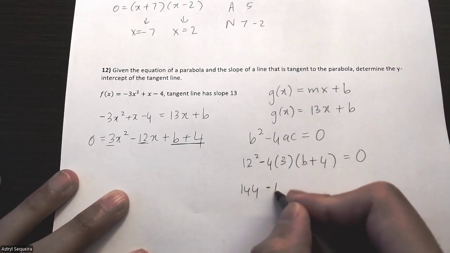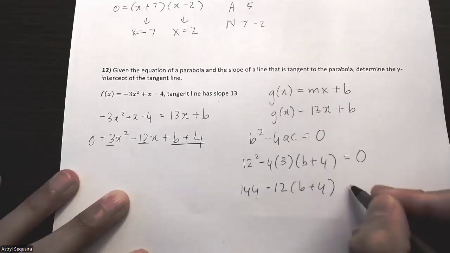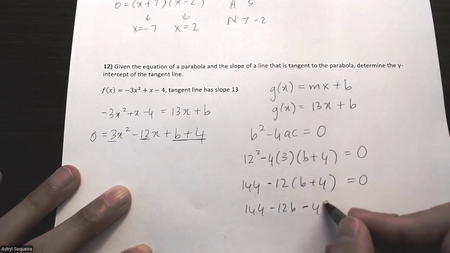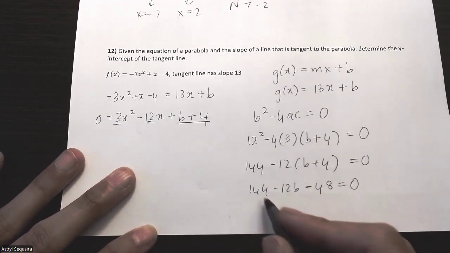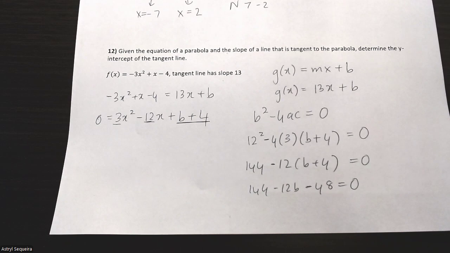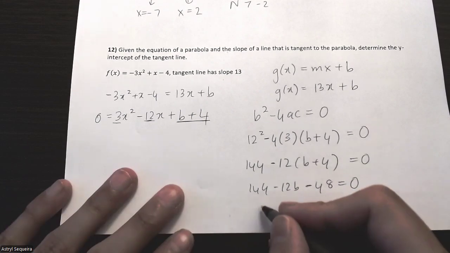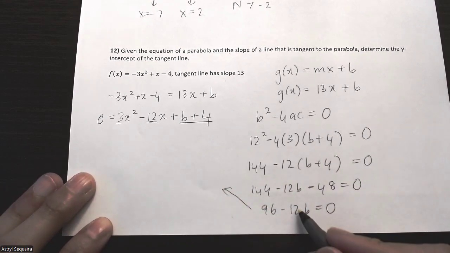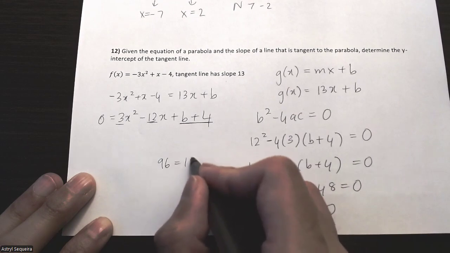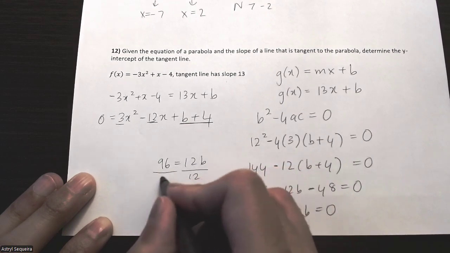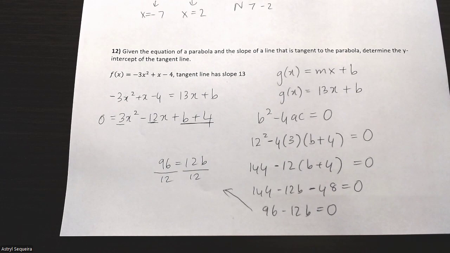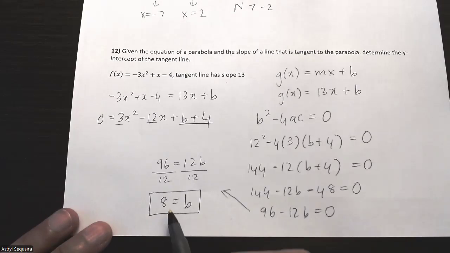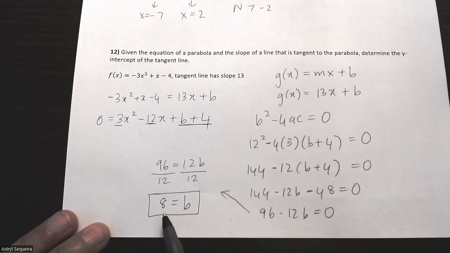So 144 minus 12(b plus 4) equals 0. 144 minus 12b minus 48 equals 0. Combine those two like terms. So 96 minus 12b equals 0. Continue over here. I'll move the 12b to the other side. So 96 equals 12b. And then divide by 12 on both sides. And I just get 8 equals b. So the y-intercept of my tangent line is just 8.